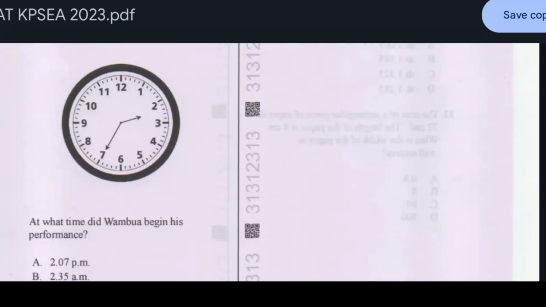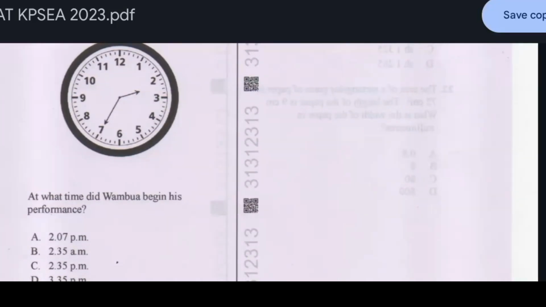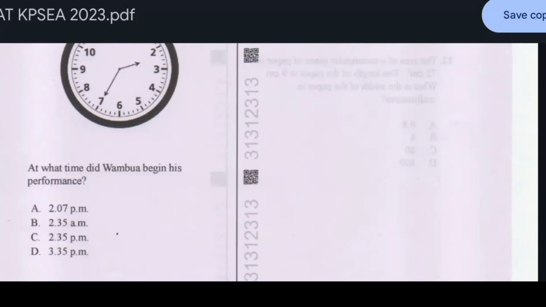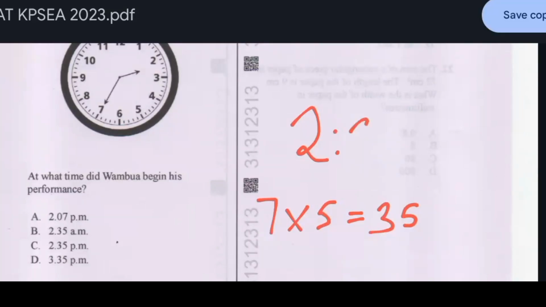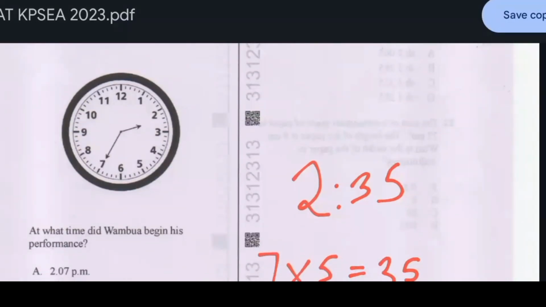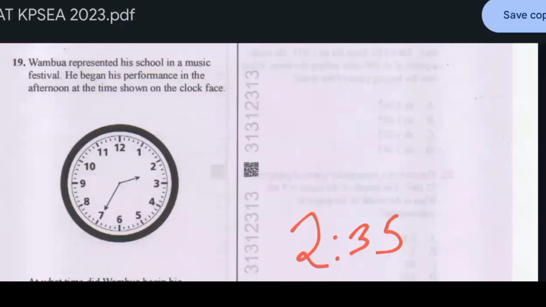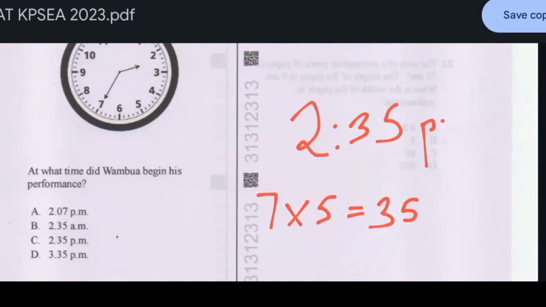So this one, you just need to read the time carefully. The short hand indicates the hour, so it's in between 2 and 3, so that means the time currently is 2 o'clock. The long hand points at the minute, so it's pointing at 7. That means you're going to do 7 times 5. It will give us 35 minutes. So that will be 2:35. And now to figure out whether it's morning or afternoon, he began his performance in the afternoon. That means it's going to be PM. So the answer there is C.